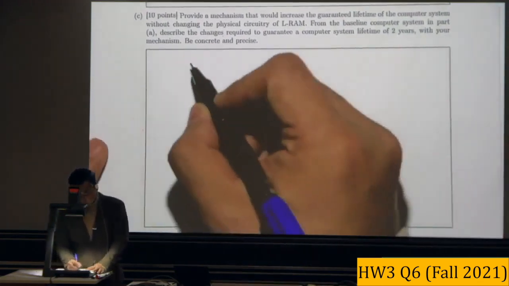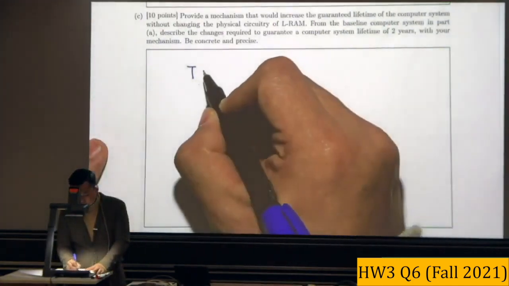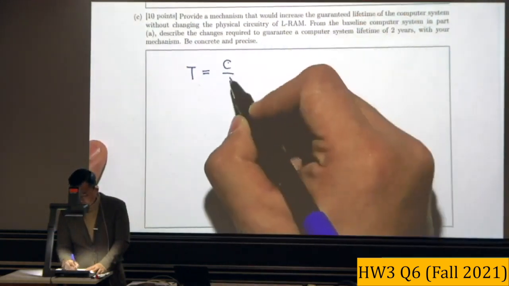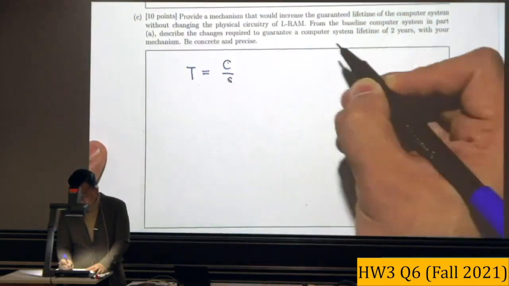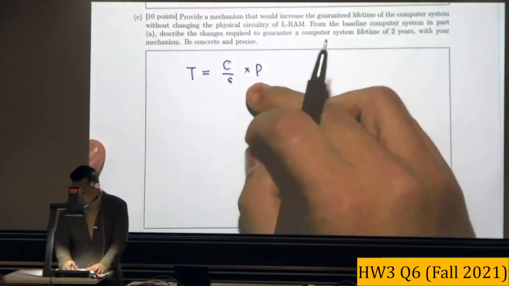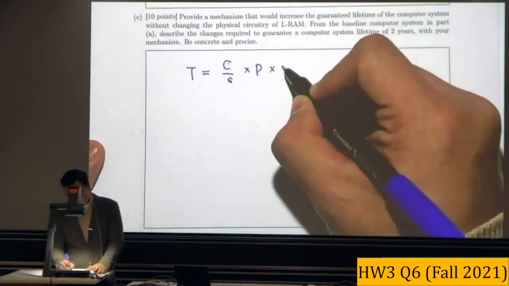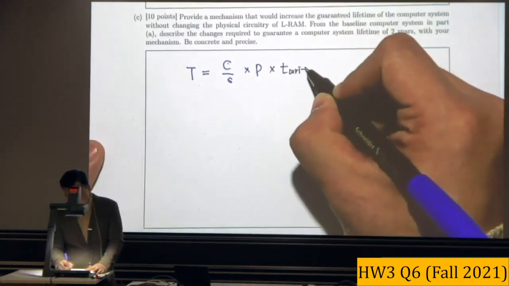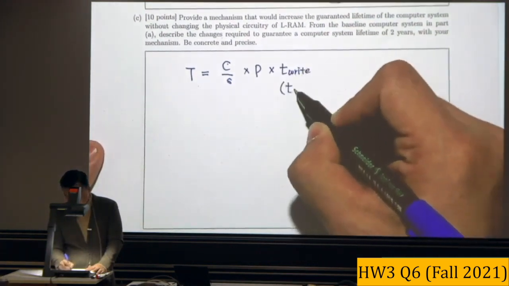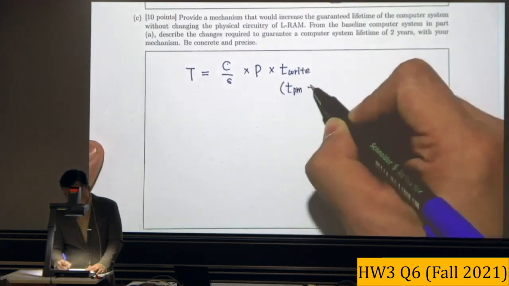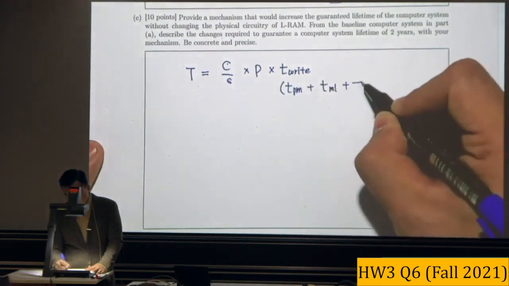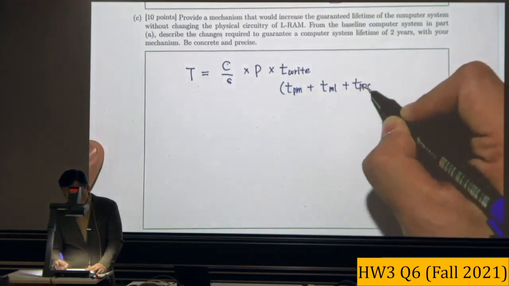Okay, so again, the guaranteed lifetime should be capacity over request size, in this system, and program cycle, limited program cycles, and effective write latency. And effective write latency is composed of processor to memory controller transfer time, and memory controller to LM transfer time, and the program latency of LM.